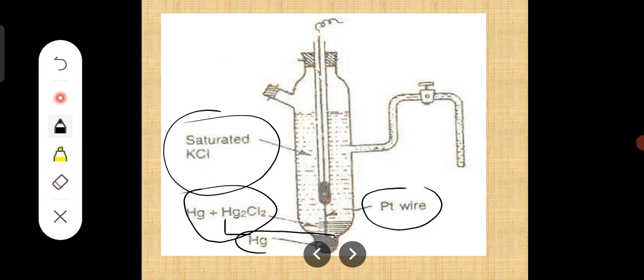A dipping type of calomel electrode has a tapering lower end and the bottom is porous. In some calomel electrodes there is a side tube filled with gel, acting as a salt bridge and making the electric contact.